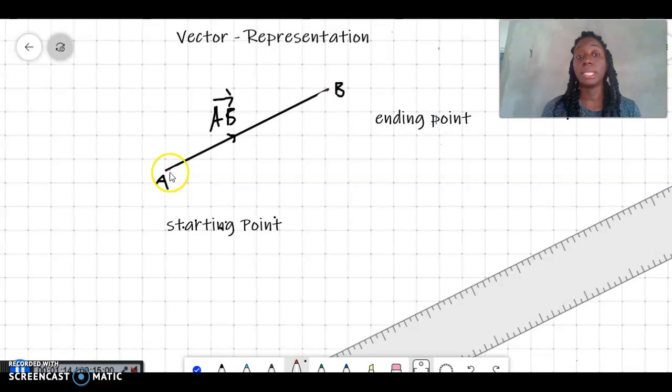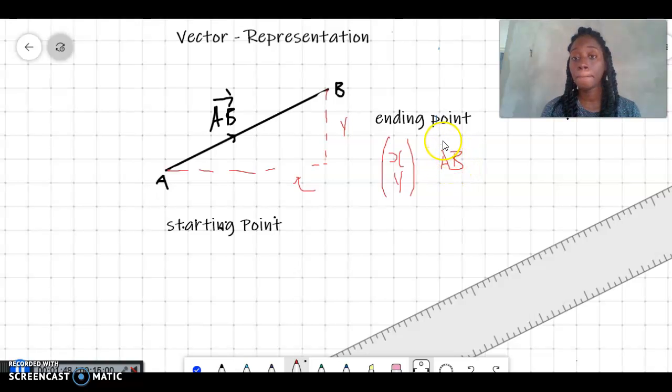Now let's say for example, we're taking into consideration the horizontal shift of this vector. Now the horizontal shift would be indicated by X, and the vertical shift would be represented by Y. Now this horizontal and vertical shift of, let's say, X and Y can be represented as what is called a column vector. So the column vector of Pam's journey A to B is basically equal to X and Y.